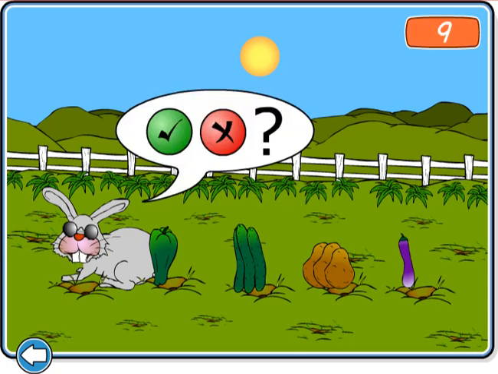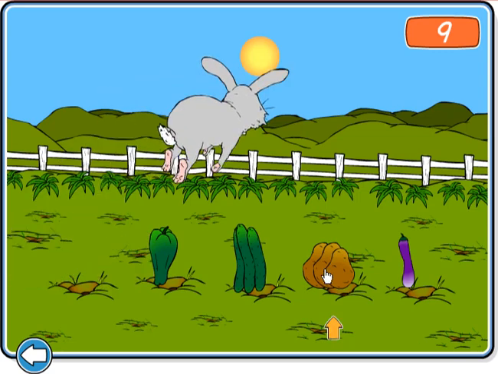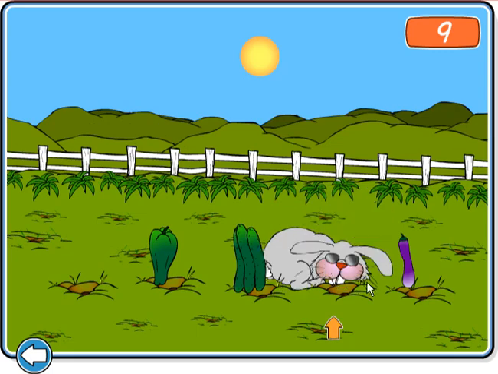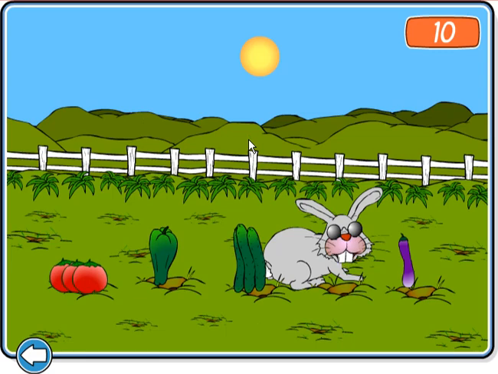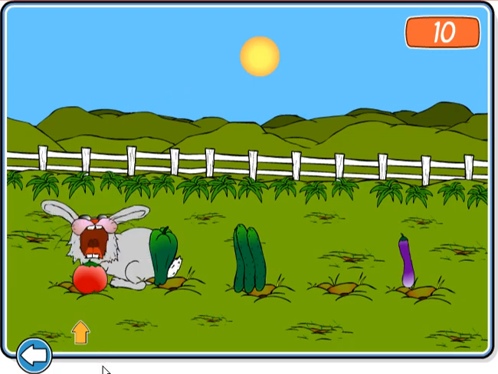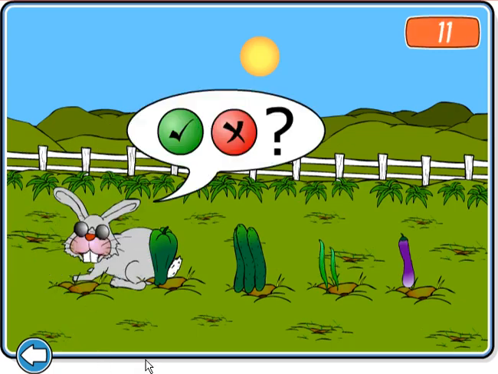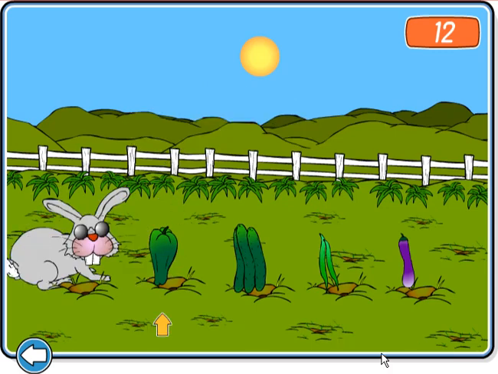Are there any potatoes? Yes, there are. There are some potatoes. Are there any cucumbers? Are there any tomatoes? Yes, there are. There are some tomatoes. Are there any mushrooms? No, there are not. There aren't any mushrooms. Are there any green peppers? Yes, there is. There is 1 green pepper.